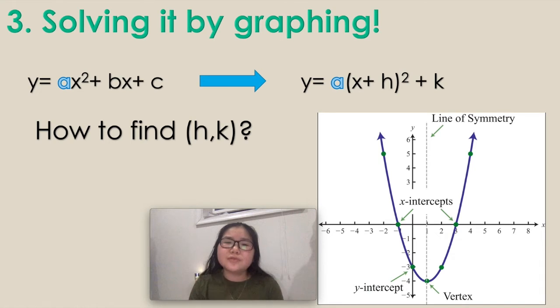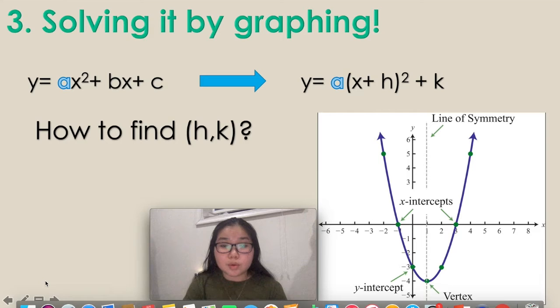How to find h and k, I will tell you later. In the quick review: if you want to move it up or down, change the value of k. To the left or to the right, change the value of h. If you want to make it bigger or thinner, change the value of a. And if you want it to open up, the value of a will be positive. If you want it to open down, the value of a will be negative. So that is easy to remember, right? And now let's move on.